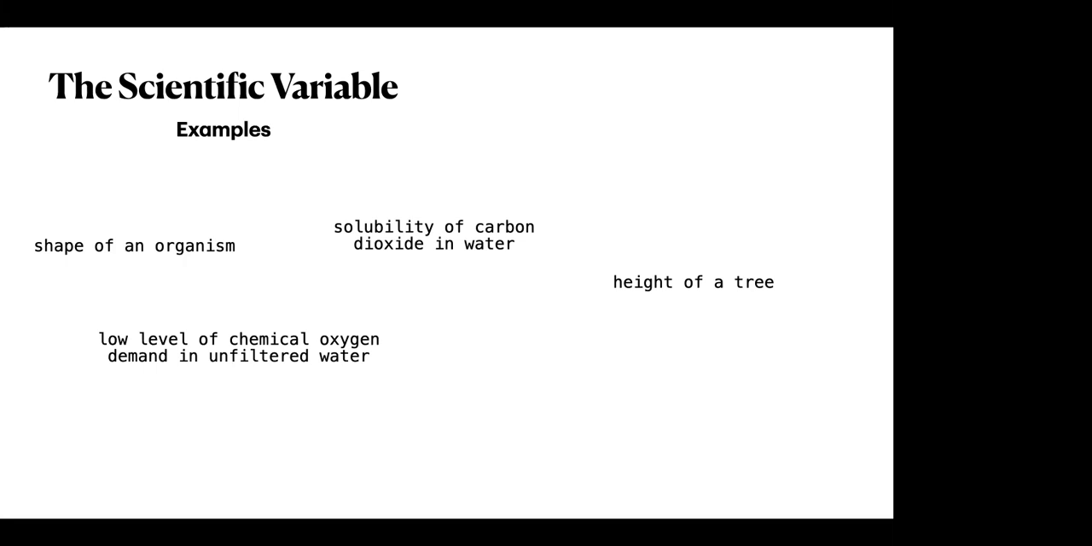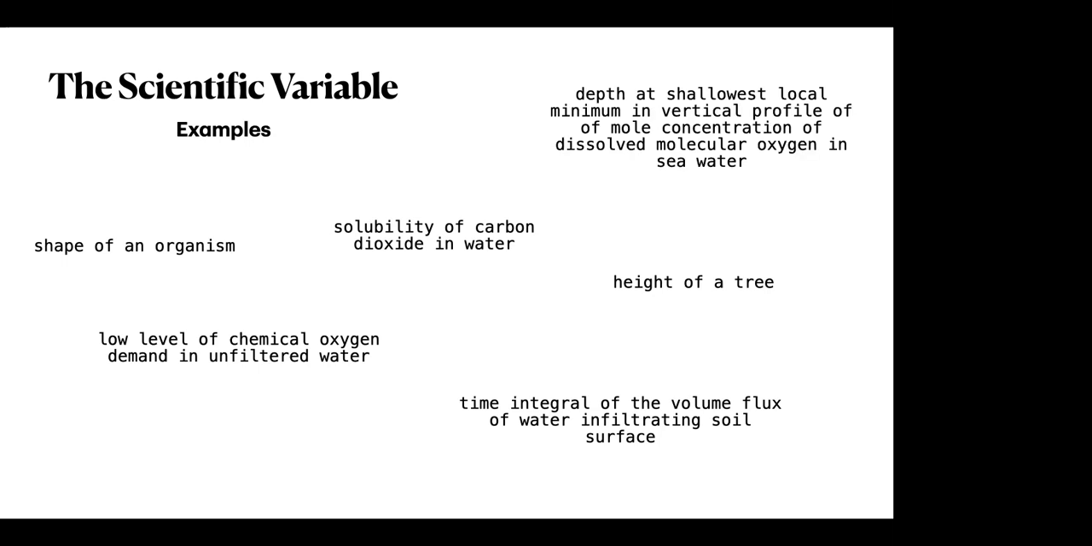You could be looking at the low level of chemical oxygen demand in unfiltered water, or something more complex like the time integral of the volume flux of water infiltrating the soil surface. Or lastly, you can have this very complicated one that I will not read. But I hope that you can see, as I've been talking about these different components of a scientific variable, that no matter how complex, if you study these descriptions enough, you can see that you can actually divide these descriptions into an object of interest and a corresponding property.